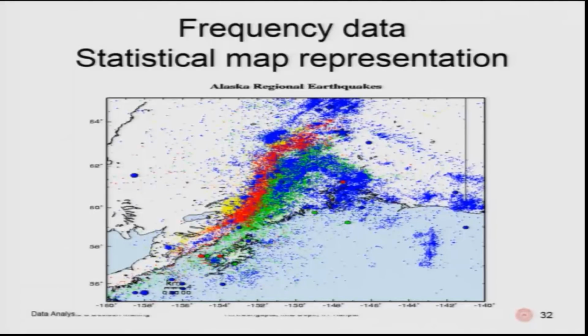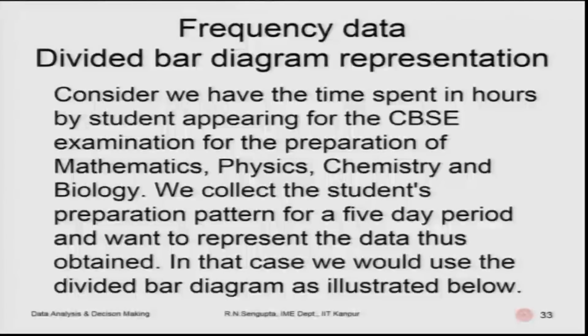So this is the map of Alaska. Obviously, you can do it for different regions accordingly. It can be rainfall, it can be humidity, it can be earthquake, and all these things can be measured. Now we will consider the divided bar diagram representation.